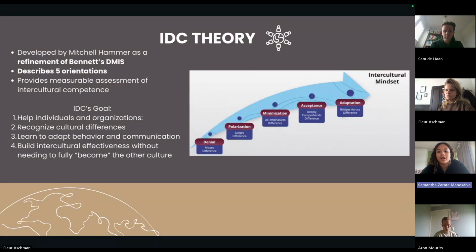The main goals for the IDC theory are that it helps individuals and organizations learn how to adapt behavior and communication without the need to fully become part of the culture.